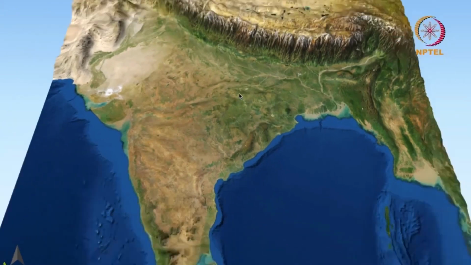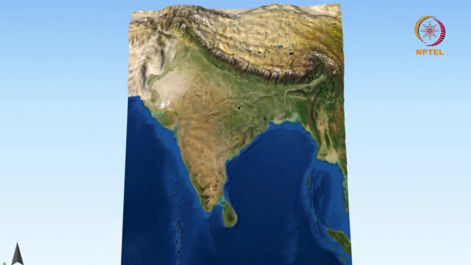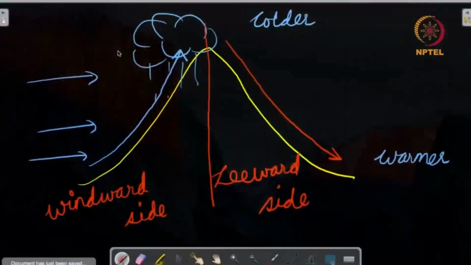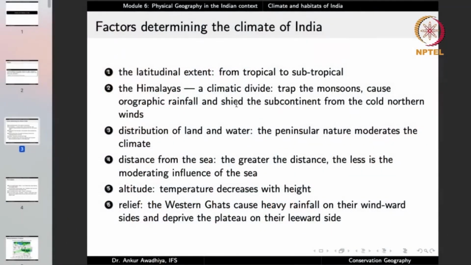So this is very clearly evident when we observe the colors in this satellite imagery. This portion is mostly yellow and brown. This portion is whitish to yellowish, and most of India is very green, except maybe the peninsular plateau, which is lying on the leeward side, or the Thar desert. Now the Thar desert, because in this case the Aravallis are oriented in this direction, there is no orographic rainfall that occurs in this region. So these are the various factors that determine the climate of India.